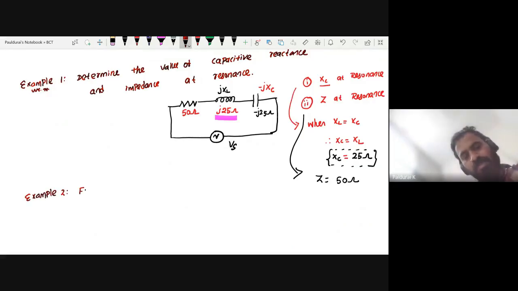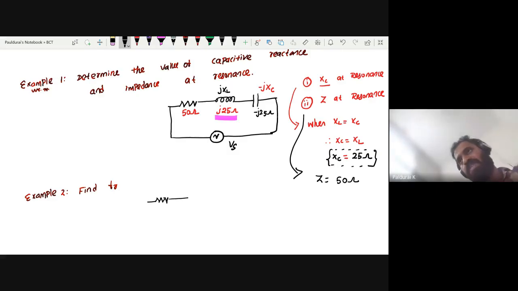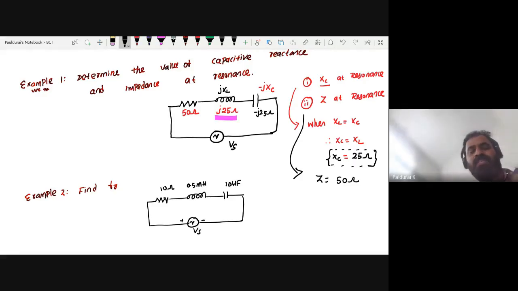Example 2. Find the resonance frequency. Take another circuit, with 10 ohm, 0.5 millihenry and 10 microfarad. Find the resonance frequency FR.